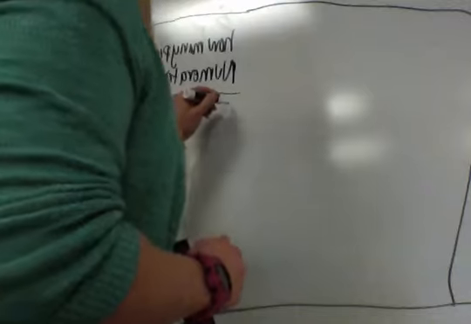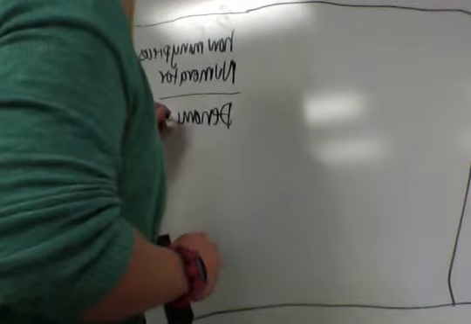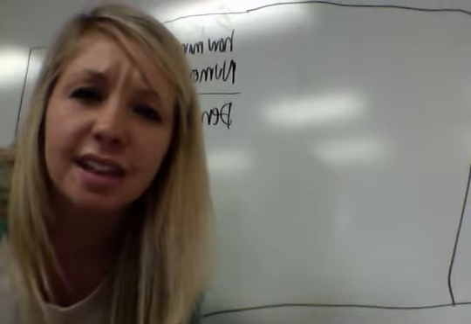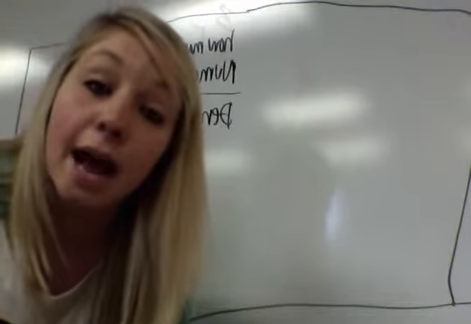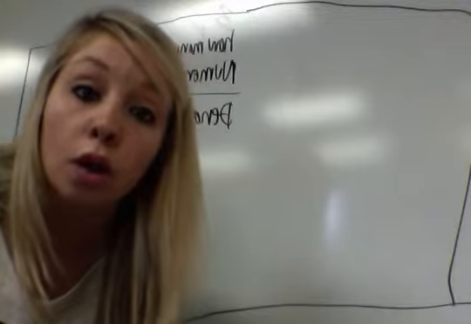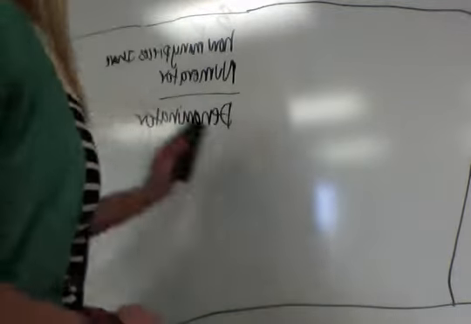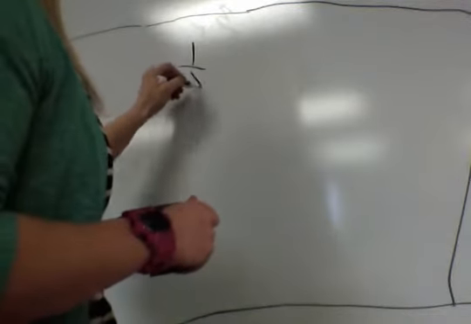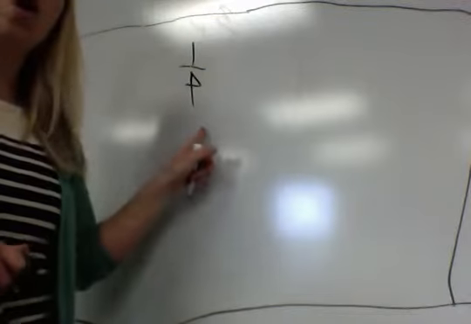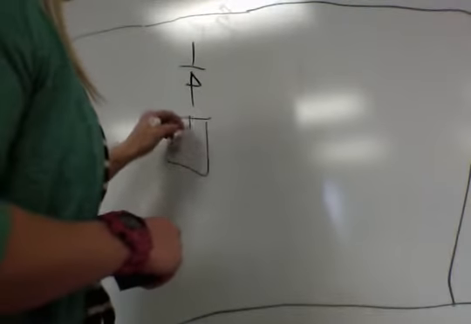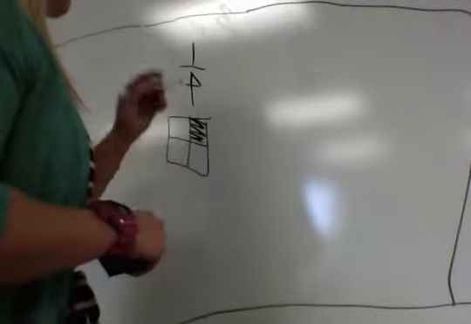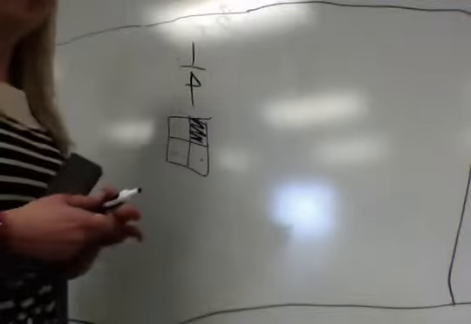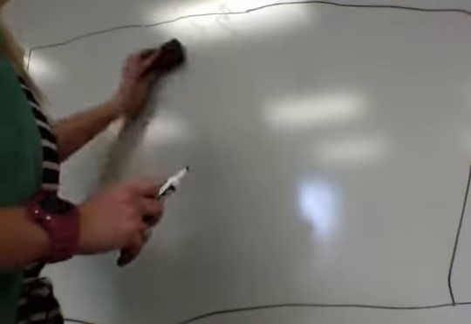And the denominator is the bottom number. And what does the denominator tell us? The denominator tells us how many pieces are in our whole. So I'm going to give you an example. If I have the fraction 1/4, I know that in order to get a whole, it has to be made of 4 pieces. And I have 1 of those 4 pieces. How many pieces do I have? 1. How many pieces are in my whole? 1, 2, 3, 4.